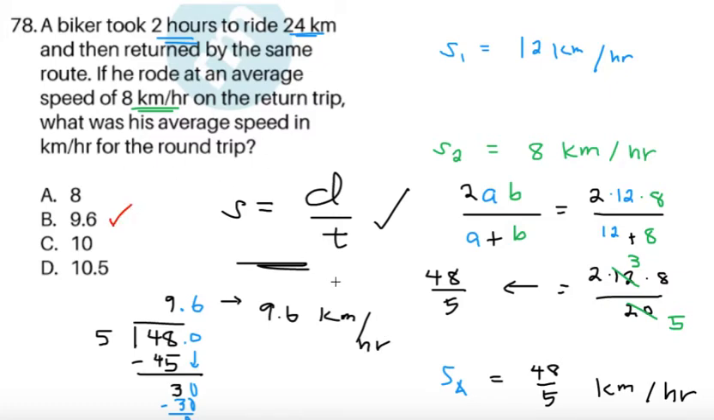So there are two ways. Either use the formula distance over time, so the total distance traveled divided by the total time taken, or you can use the shortcut here, the 2ab over a plus b, where a and b are the speeds taken. So both of these will give you the same answer of 9.6.